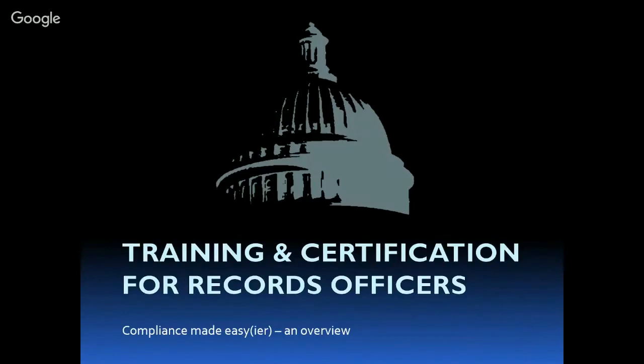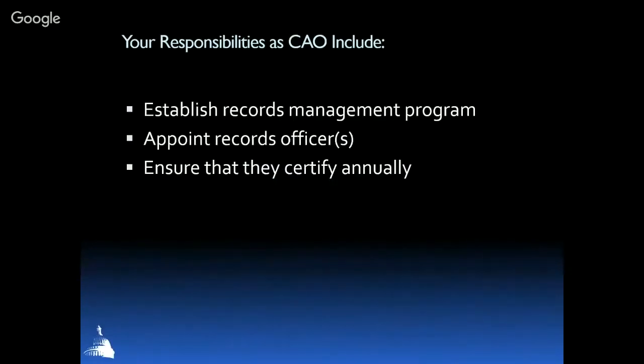Prior to this new initiative, there was only one way a records officer could certify annually, and that was by taking the Records Access, or better known as the GRAMA Certification, whether you handled GRAMA requests or not. So before we get ahead of ourselves, let's go ahead and go over some basics of the responsibilities. Your responsibilities as a Chief Administrative Officer include establish records management program, appoint records officers, ensure that they certify annually.